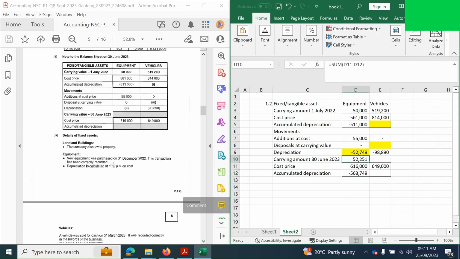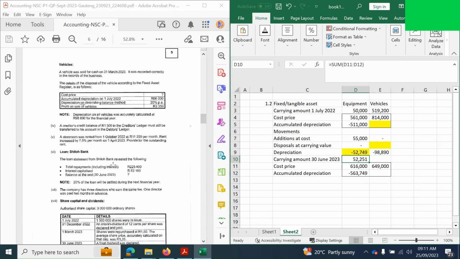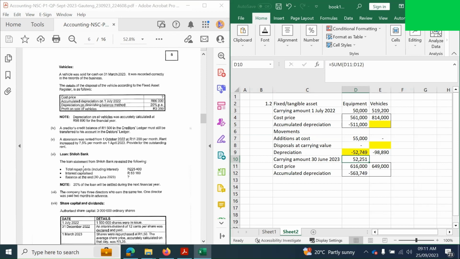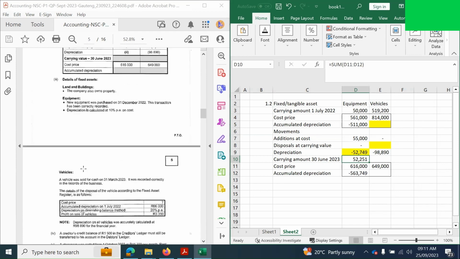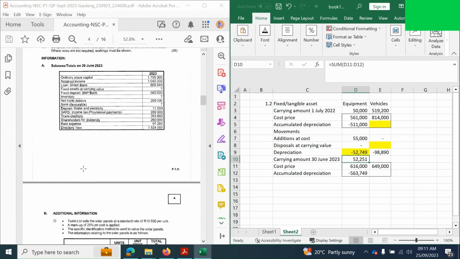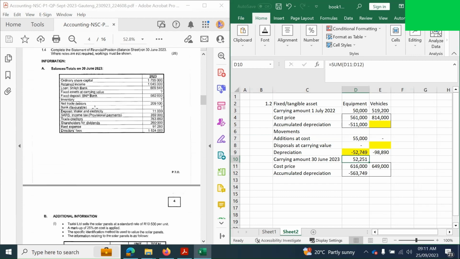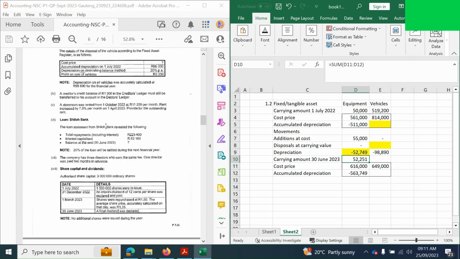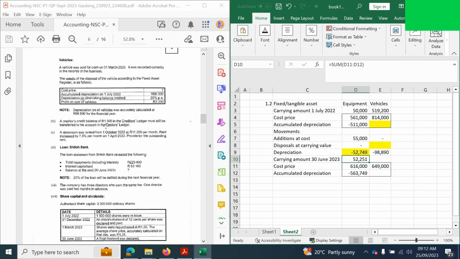So let's read on and see what we've been provided for vehicles. A vehicle was sold for cash on 31st of March 2023. Now, this mention of cash is also important, so maybe just highlight that, because as you remember, one of the items that were not provided to us was the bank balance. So I will just make a note of that for now.